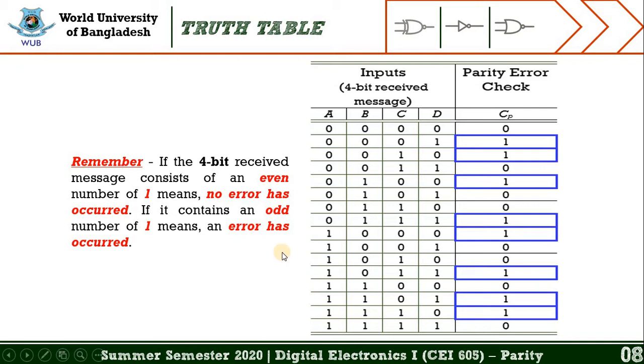We write the Boolean expression by using this 1. That's why it is indicated in a different color in the truth table. So let's move into the next slide.